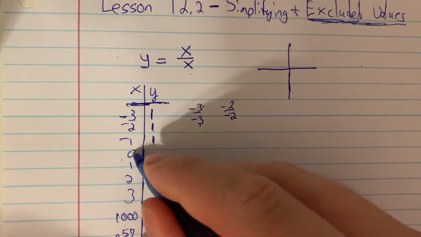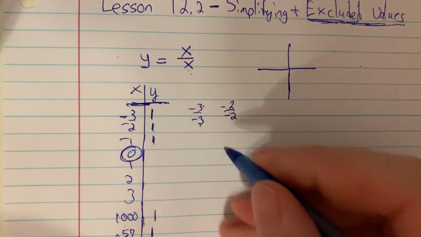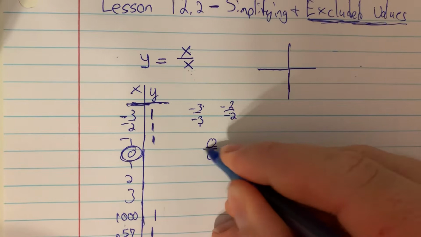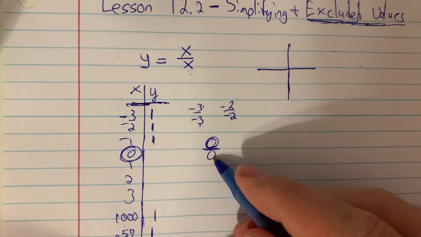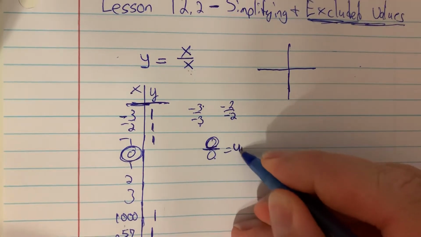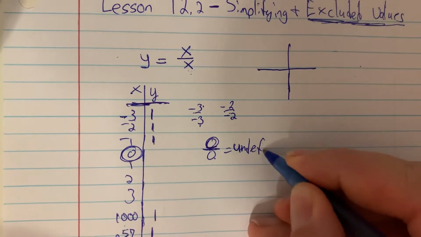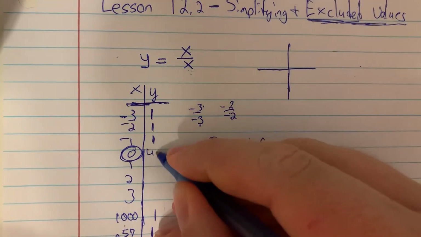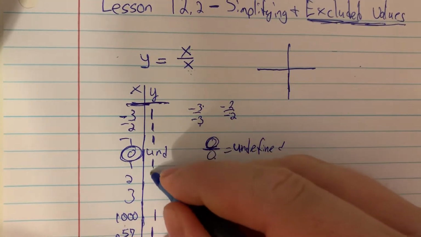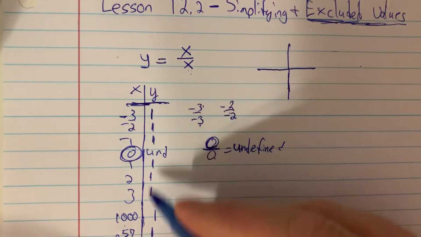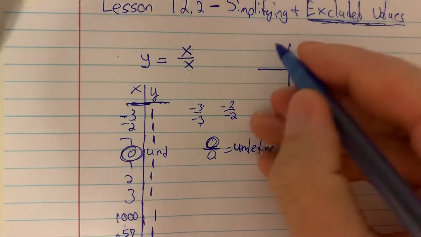But there is one exception, and that's at 0, because when we do 0 divided by 0, 0 divided by 0 is not 1. This is undefined because we're dividing by 0. And so this graph ends up looking very weird. The values come out to be 1 everywhere except 0.